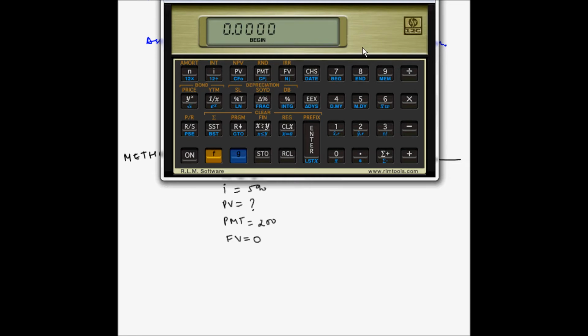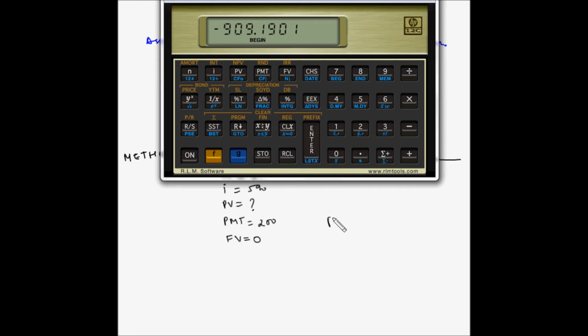Now the method to use the financial calculator is to first enter the value and then let the calculator know what that value stands for. So we have N is 5, so 5 is N. We have I as 5, so 5 is I. Next is the payment, so 200 is the value for payments. 0 is the value for future value, and we now have to calculate the present value, so we'll calculate present value by clicking this button.